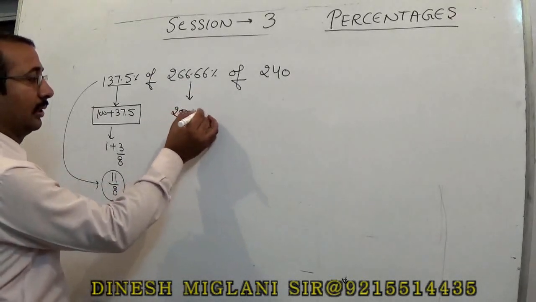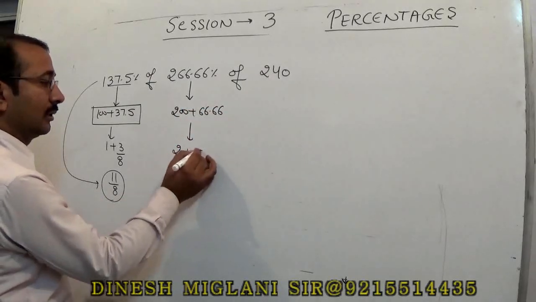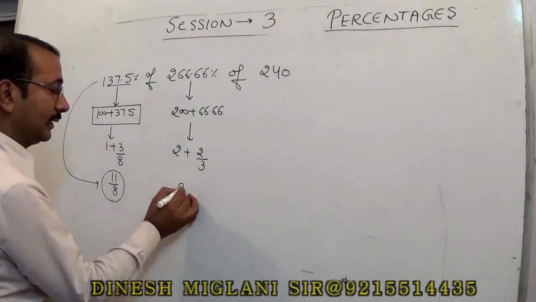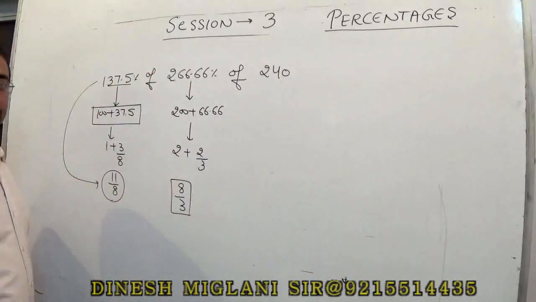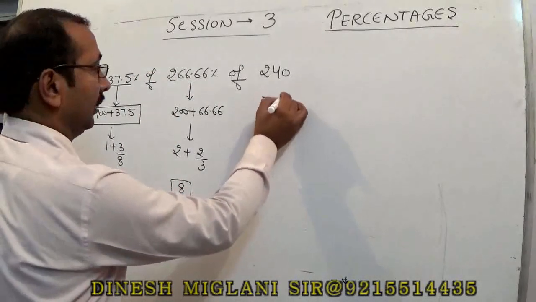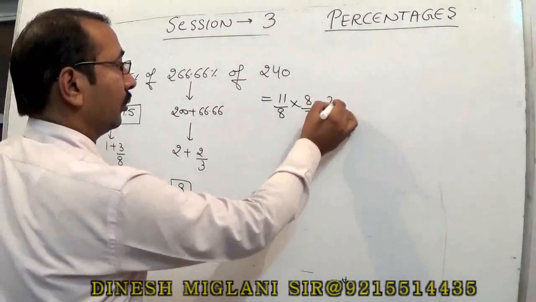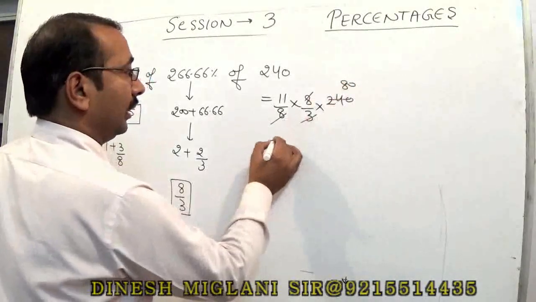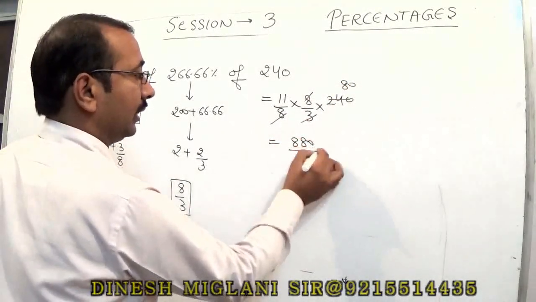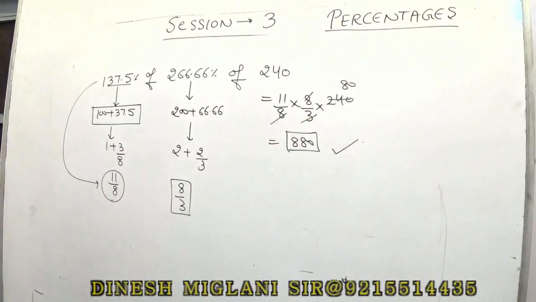266.66, in your mind you can think of 200 plus 66.66, 2 plus 2 by 3, or you can make it as 8 by 3. And you have to find 240, the answer will be taken as 11 upon 8 into 8 upon 3 into 240, it will be cancelled out, 3 will go on 80, 11 into 80, answer is said to be 880, it becomes your answer. Got the idea?